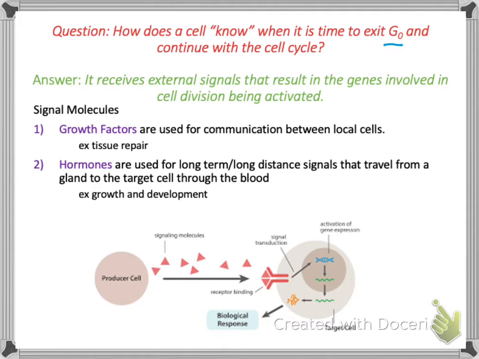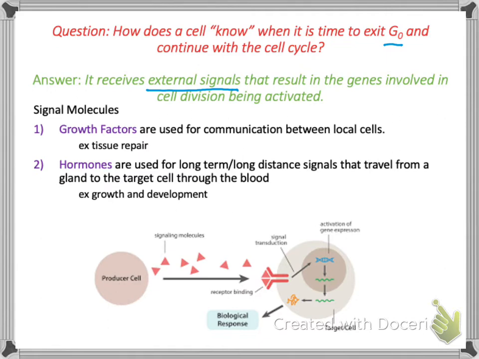So there has to be a signal that gets received by the cell to tell it it's time to go ahead and divide. That signal is an external signal. And these external signals are one of two types: growth factors and growth hormones. Growth factors are often used in repair.